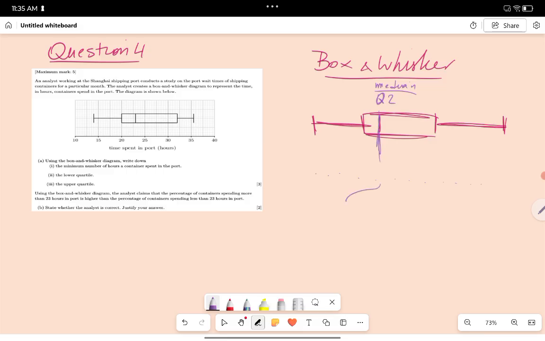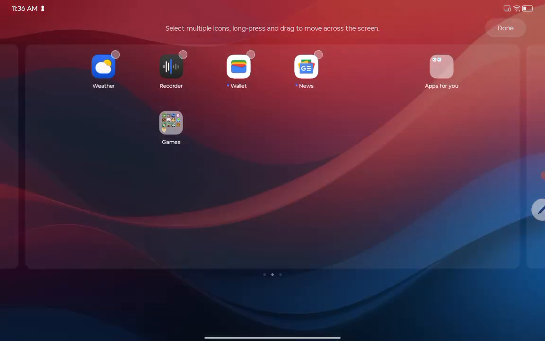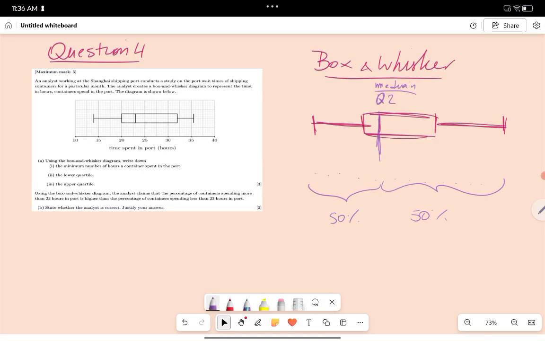So we will have 50% of the data on the left side of Q2, and we will have 50% of the data on the right side. So suppose we have four numbers here. We've got 4, and we've got 4 here. We've got 8 numbers in total in our data set. So 4 values will be on the left of Q2, and 4 values will be on the right of Q2. Alright, so that's one thing.